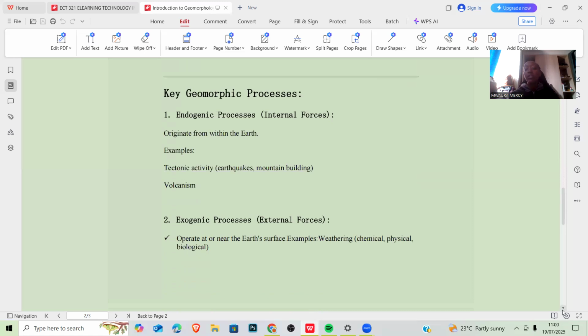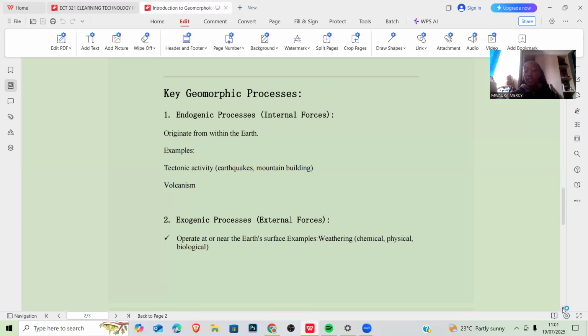Key geomorphic processes include endogenic processes, which refer to the internal processes that occur in the earth, and exogenic processes, which refer to the external processes that occur on the earth's surface. Endogenic processes originate from within the earth. Examples include tectonic activities like earthquakes, mountain building, and volcanism, or volcanicity, which we say because it occurs within the Earth, not on the Earth's surface.